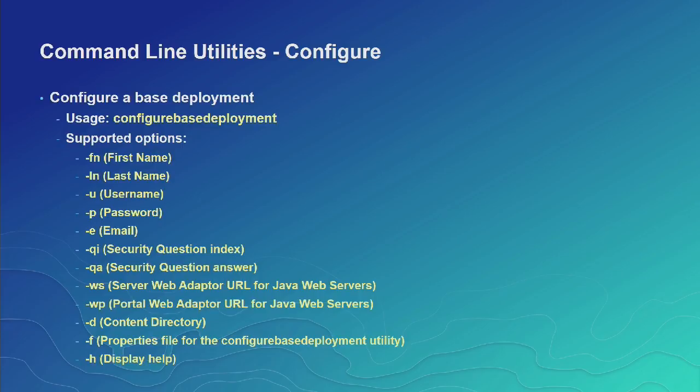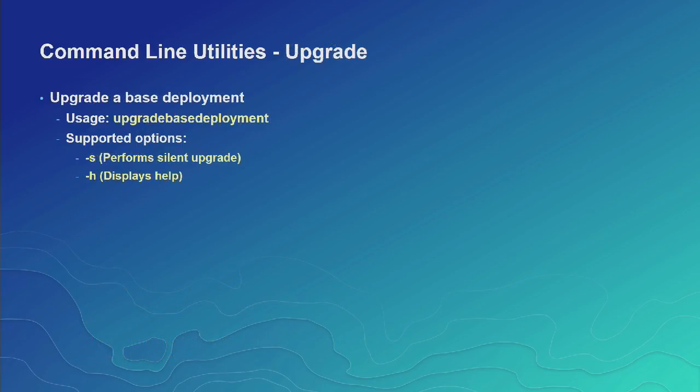You define the content directory, so that root content directory that's going to store the portal, server, and data store configuration files. And you can have a properties file that has all this information in it, so you can easily point to it to configure the site. And finally, upgrades, again, very simple, just like the UI was, is a simple switch that you want to perform a silent upgrade. And this is going to be run after you run the install to upgrade everything to the latest version.